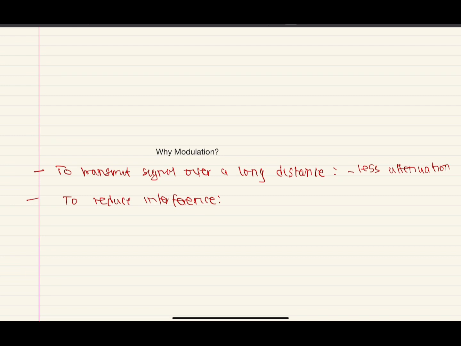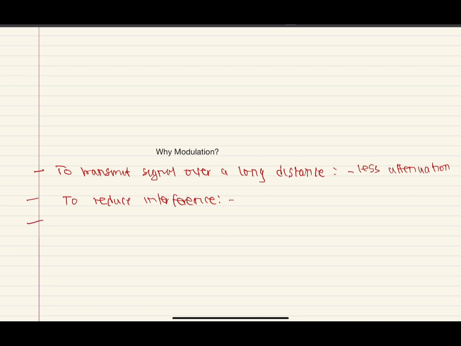However, even systems operating at different frequencies can still interfere with each other if they are too close together. So in this case, modulation can help us to reduce this type of interference by spreading the signal out over a wider range of frequencies. In this way, interference of our signal or the message that we want to convey will be minimized. That's something that we need to take note.